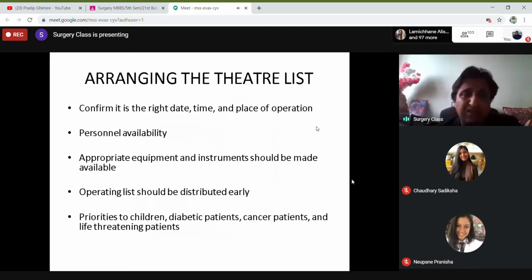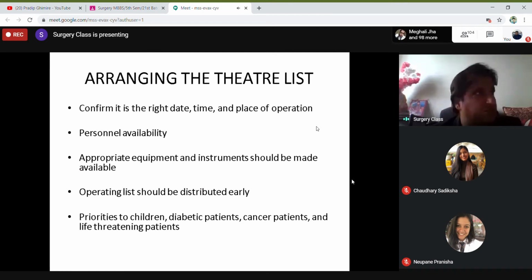And arranging the theater list. So you should first fix the date, time, and place of operation, and then the operation list has to be made. You have to give priorities to the children, diabetic patients, cancer patients, and life-threatening patients, and the appropriate equipment and instruments have to be made available.